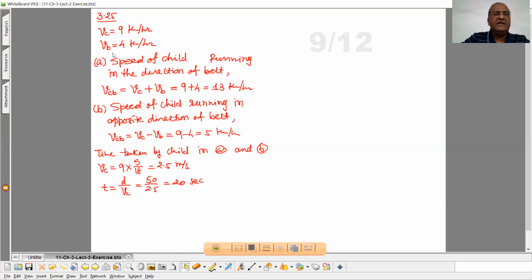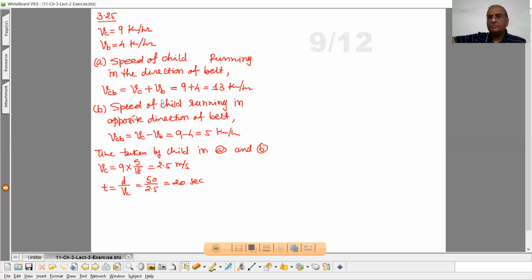Now, the velocity of the child is 9 km per hour, and the velocity of the belt is 4 km per hour. Now, we want to calculate the speed of the child when the child is running in the direction of the belt and the observer is outside it, meaning the observer is on the steady platform. So the velocity of the child with respect to the belt is Vc plus Vb, because the child and the belt are both moving in the same direction.